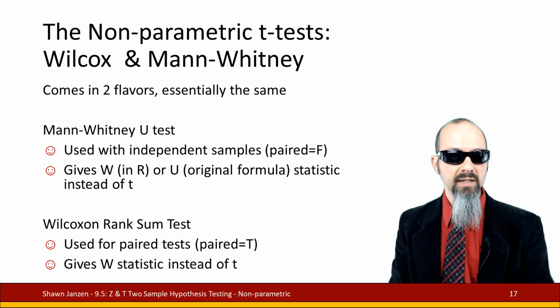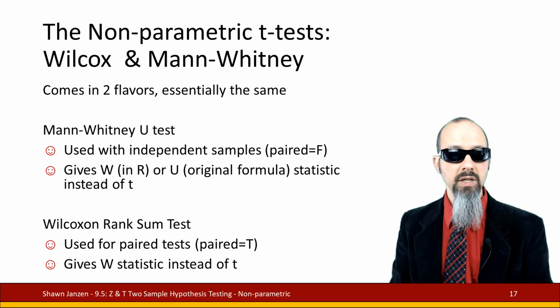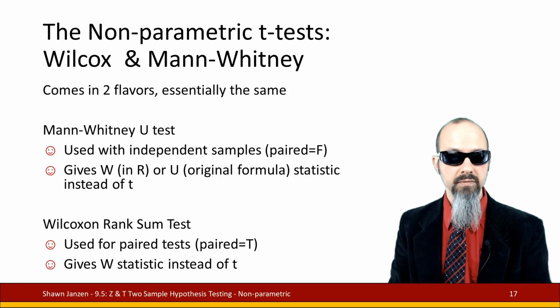The Wilcox rank sum test is the exact same process, except we're going to use it for paired tests, and we're going to switch that option in the function to paired equals true, or paired equals T. And again, it's also going to give you a W statistic instead of a T.